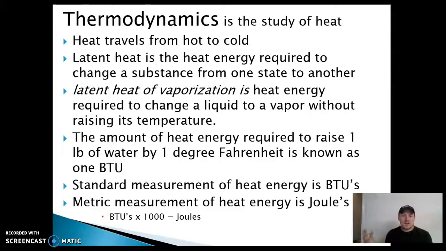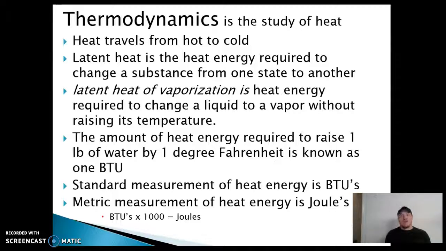So once again, heat always travels from hot to cold. If you ever have a hot area and a cold area, heat will travel to the cold area. Latent heat is the heat energy required to change a substance from one state to another. So an AC system focuses more on state of matter and pressure than it does temperature.